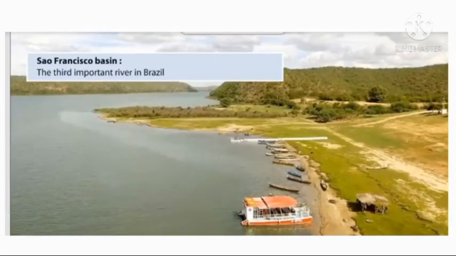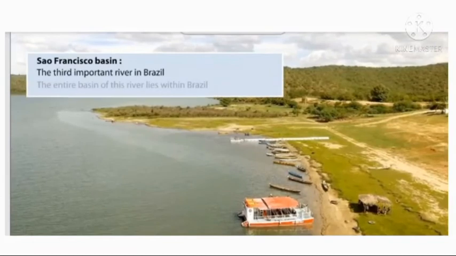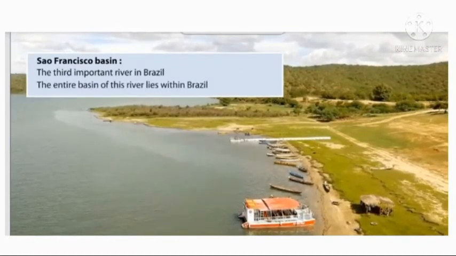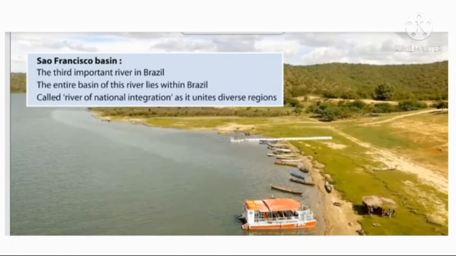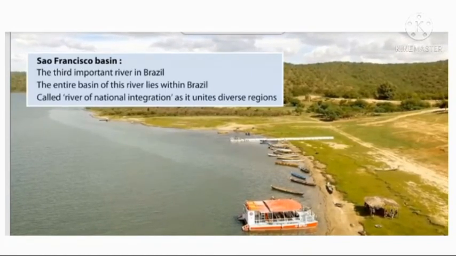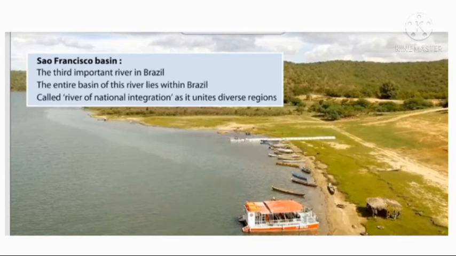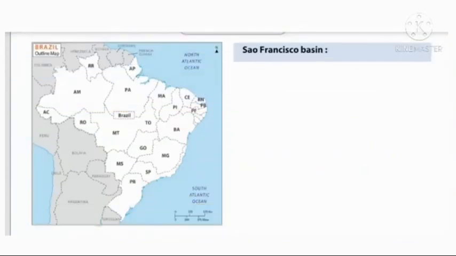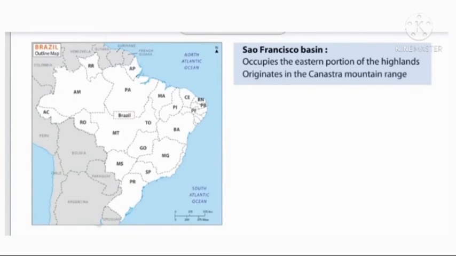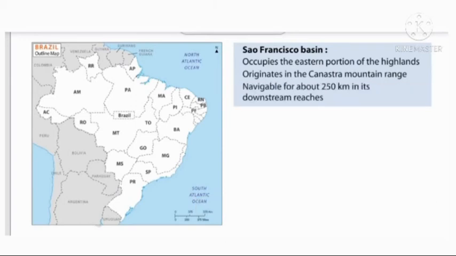São Francisco is the third important river in Brazil. The entire basin of this river lies within Brazil. It is also called River of National Integration, as it unites diverse regions of Brazil. It occupies the eastern portion of the highlands. The river originates in the Canastra mountain range. It flows northward for about 1,000 kilometers and then turns eastward to enter the coastal strip along the Atlantic Ocean. The river is navigable for about 250 kilometers in its downstream reaches.